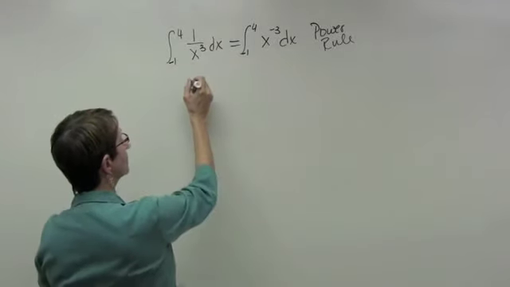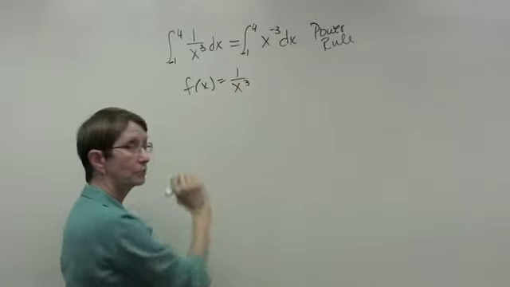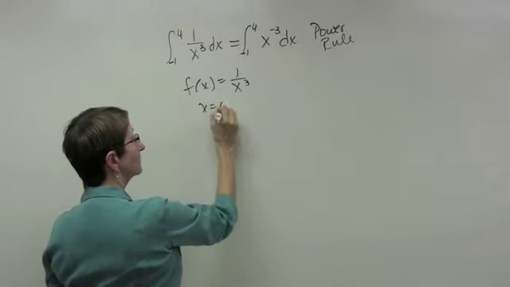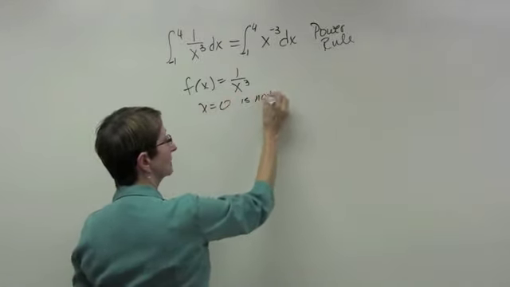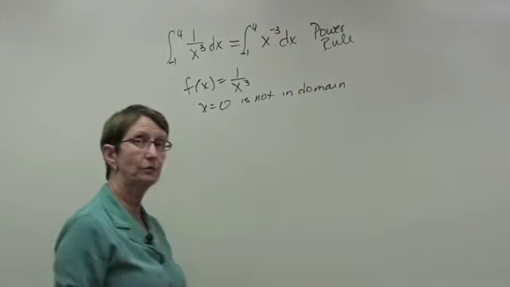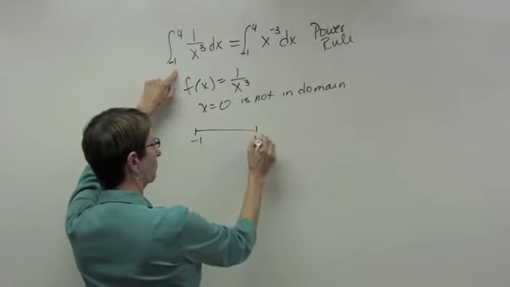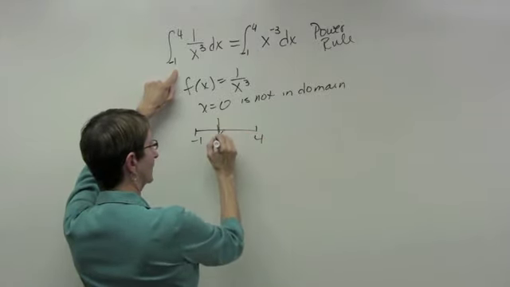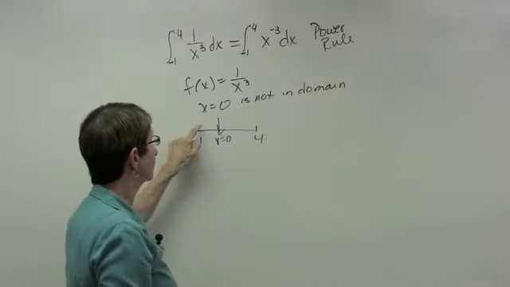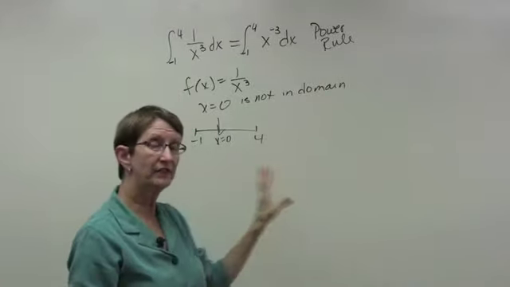And in this function, f of x equals 1 over x cubed, x equal to 0 is not in the domain. I cannot have x equal to 0. And if you go from -1 to 4, right in the middle here is x equal to 0. So you can't cross over it. This is taken care of in the fundamental theorem.